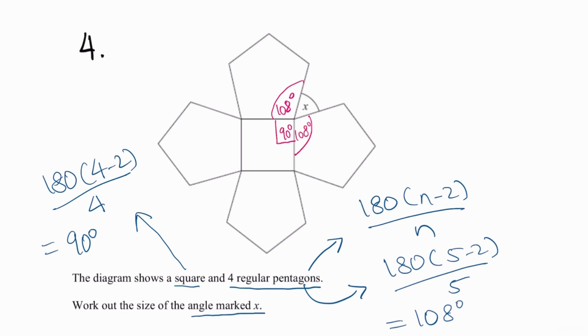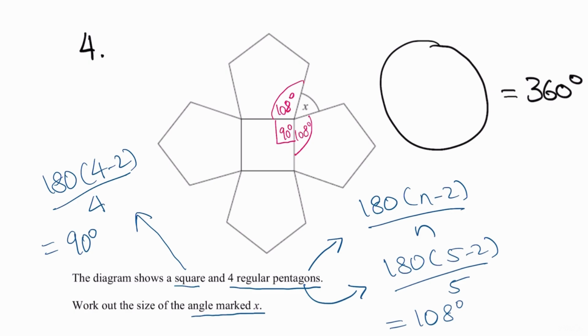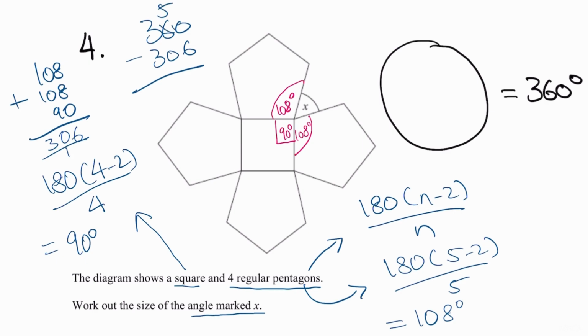So how can we work out x? So we know angles in a circle have to equal 360 degrees. So if we do 108 plus 108 plus 90, we'll get 306. And if we take that away from 360, that gets 54. That means x has to equal 54 degrees.